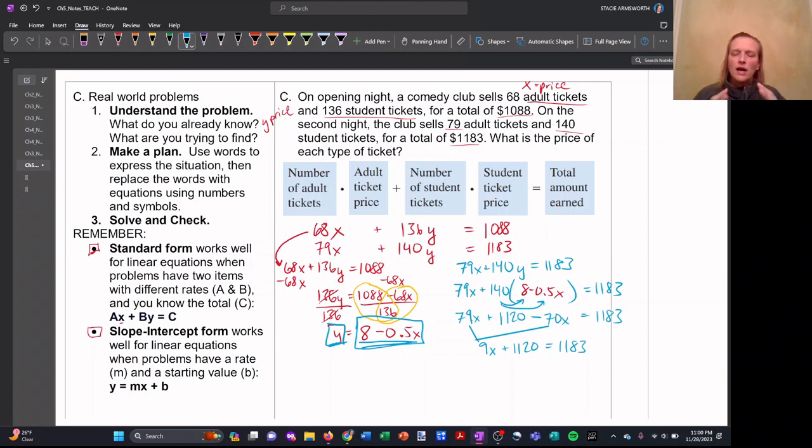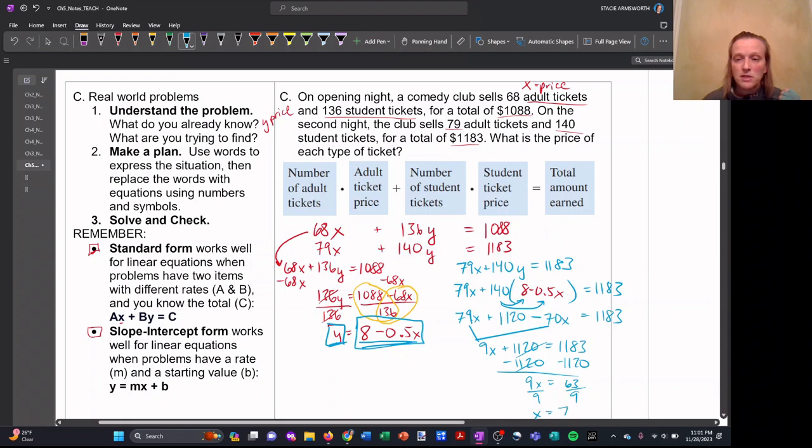I have now simplified as much as I can, so now my goal is to get x all by itself. We're going to go in reverse PEMDAS order. So I'm going to get rid of anything that's being added or subtracted from x first. 1,120 is being added to x. I'm going to subtract it from both sides of the equation. And we're going to get 9x equals, that works out to be 63. And then to get x all by itself, it's being multiplied by 9. So I'm going to divide that 9 away. And I have x equals 7.